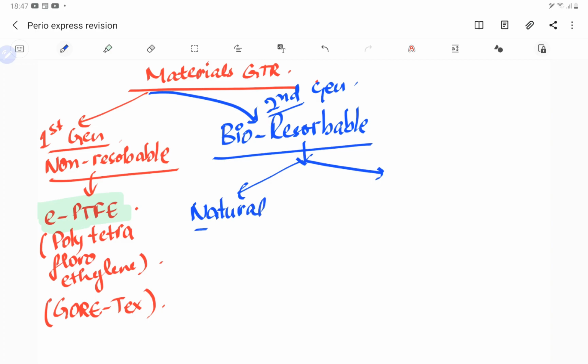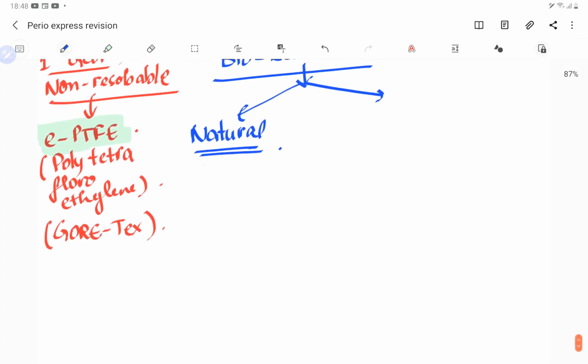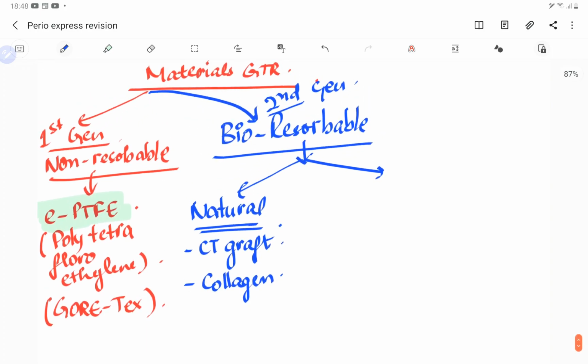So natural are basically, for example, say connective tissue graft. So we are taking the graft, connective tissue graft, from the body itself and using it as a barrier, using it as a GTR. So this can be an example for natural. Again the collagen, which is most frequently used as a bioresorbable, can be used for a resorbable membrane.